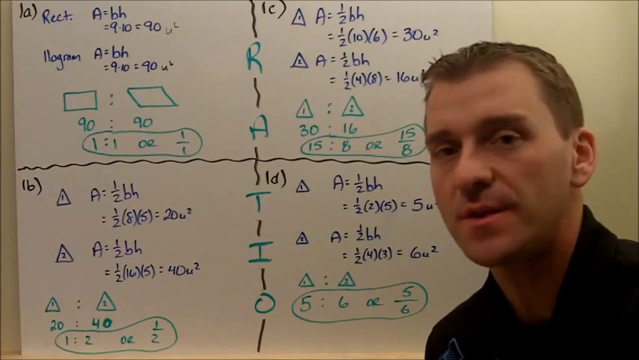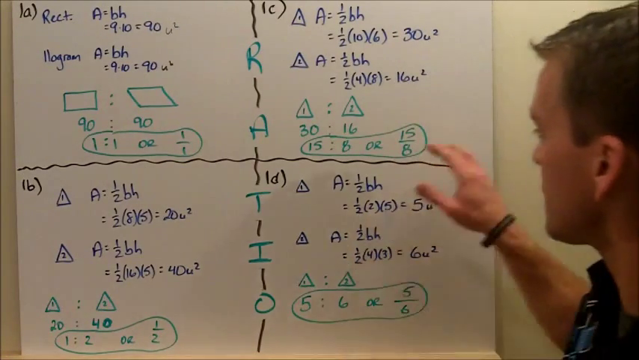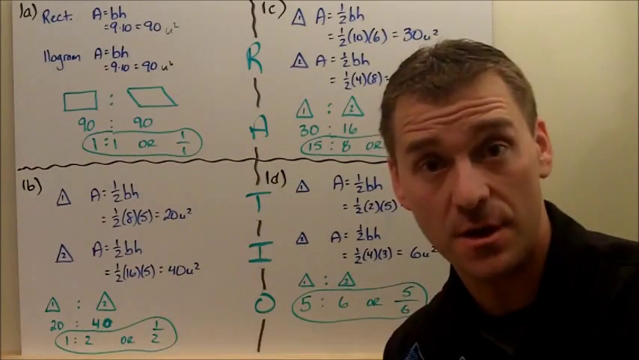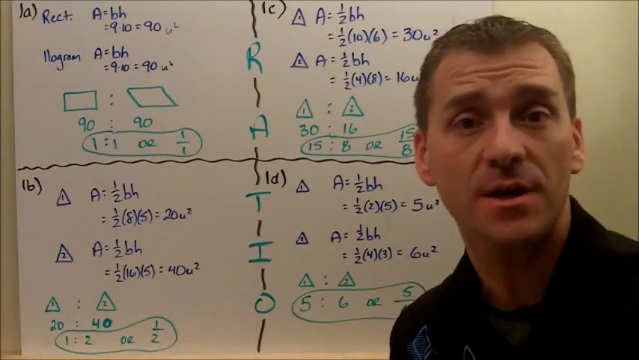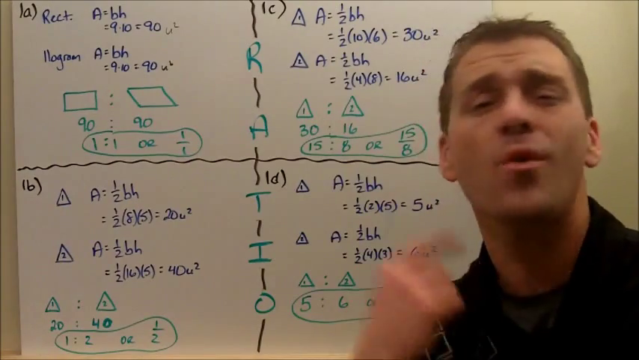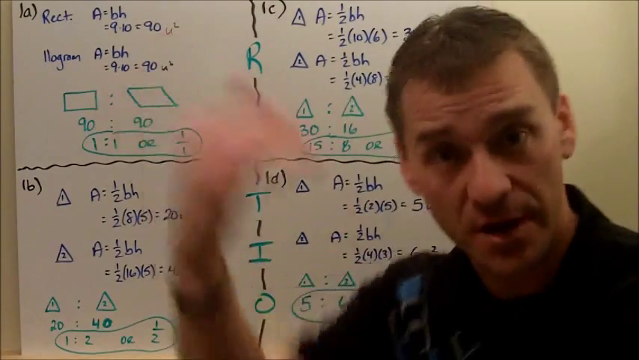Again, it's not saying the area is 15. It's not saying the area is 8. It's just saying the ratio of their areas. Like, what's the ratio of guys to girls in class? It might be 1 to 2. It doesn't mean there's one guy and 2 girls in the class. It means the ratio is 1 to 2.